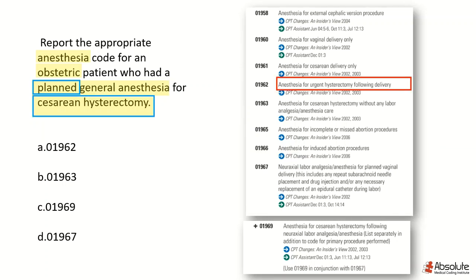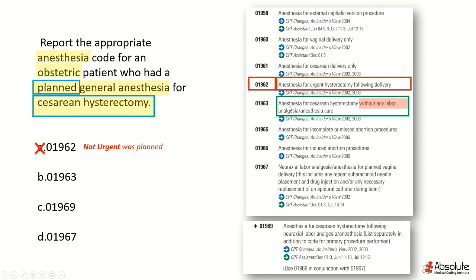All right. So we start out with code 01962. This was anesthesia for an urgent hysterectomy. We know that was not the case. Not urgent, but planned is what we are looking for. So we then go on down to code 01963. This is anesthesia for cesarean hysterectomy without any labor anesthesia or anesthetic care. No labor because it was planned. So if you want to put that little note by that code in your book, you may.